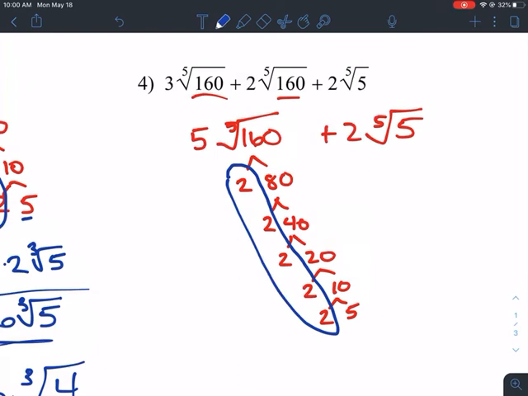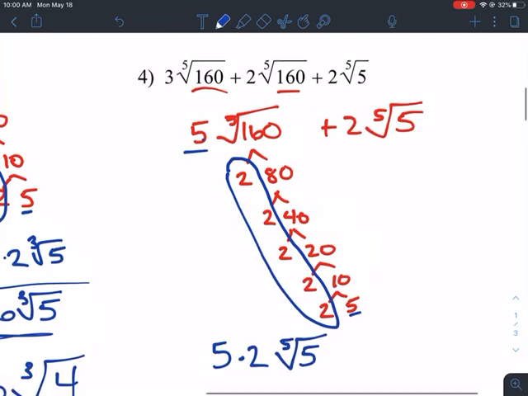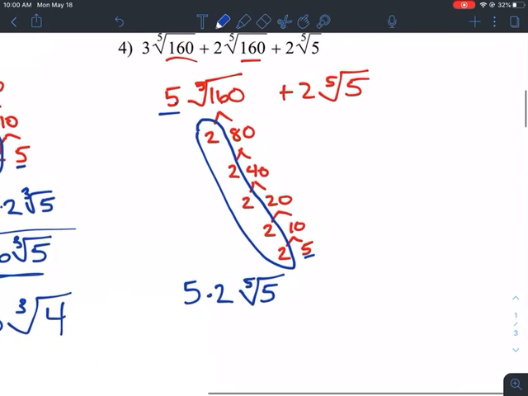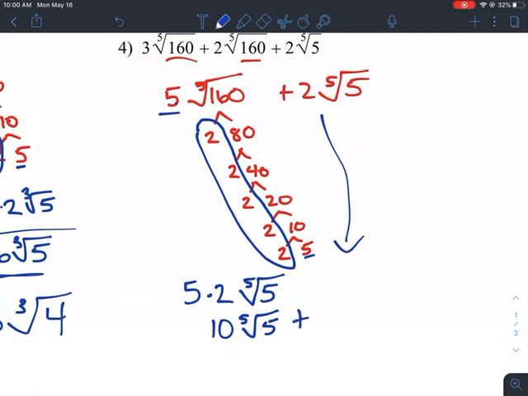Anyway, so my 5 from up here is going to stay on the outside. Then I have a 2, because it's 1 per group. Even though it's a group of 5, they equal 1 on the outside, because it's a 5th root. And then my leftover is that guy. So 5th root of 5, which is going to become 10 5th root of 5. And then I'm just going to bring that guy down. So my plus 2 5th root of 5.